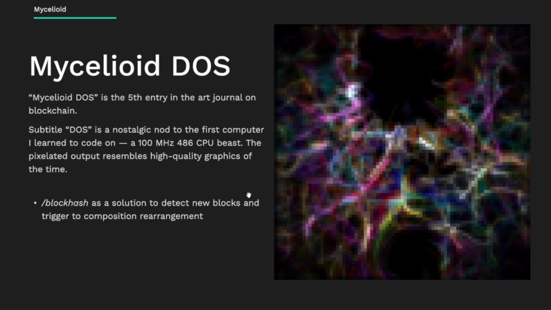Then there is Mycelium DOS, the fifth entry in my art journal on blockchain. And here, block hash was used in a similar way, but also to detect new blocks and trigger a composition rearrangement. So the block hash was monitored at some intervals, and when a new hash arrived that was different than the previous one, which means there is a new block, a celebratory sequence was triggered that happened for some time.